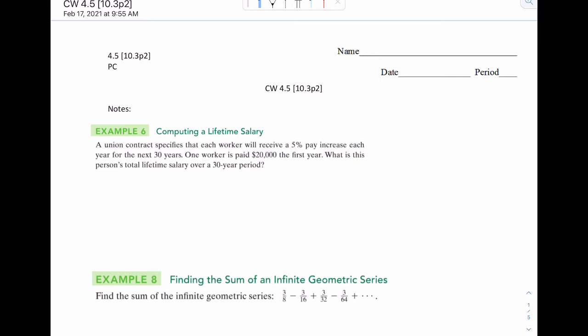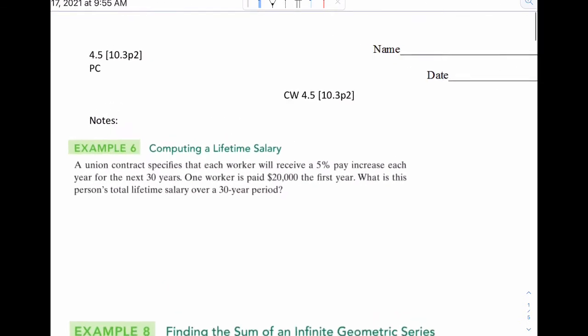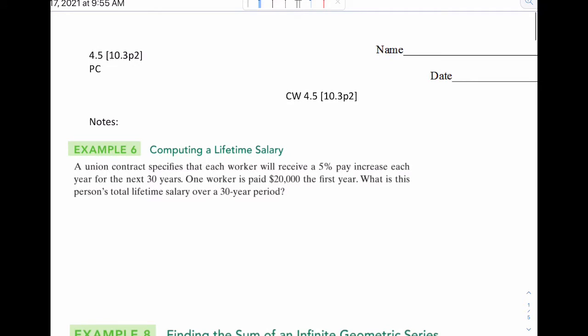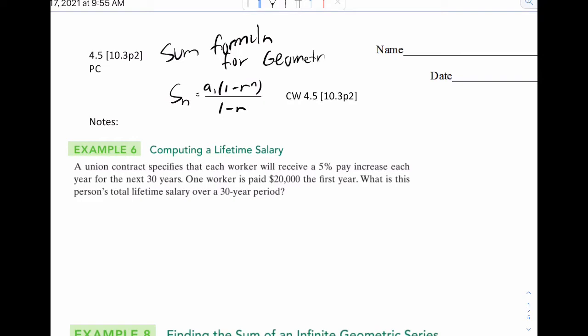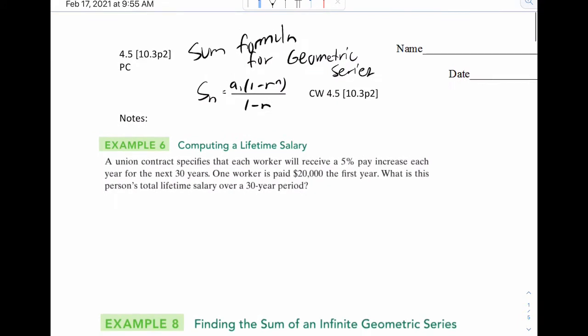Today we'll be continuing our study of geometric series. So first, just recall the sum formula. That's what we're going to need today. So this is the sum formula for a geometric series. And let's do our first question.